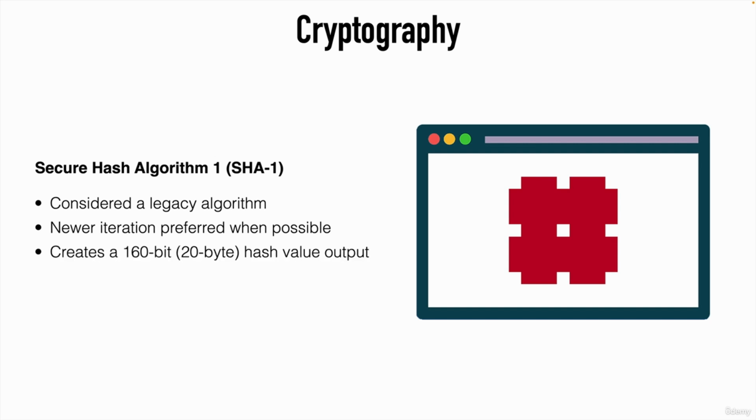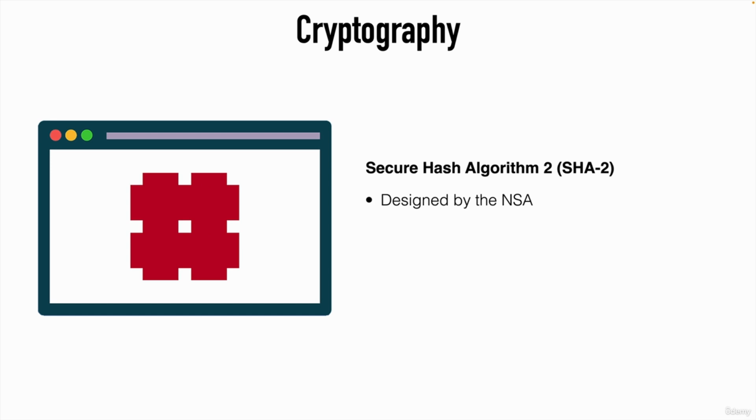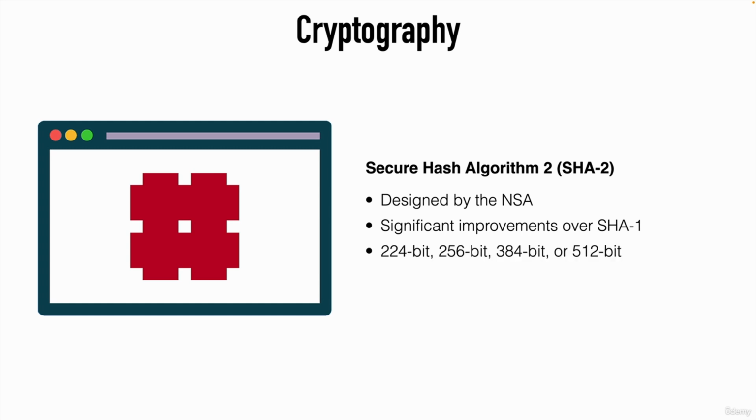SHA-1 creates a 160-bit or 20-byte hash value message digest output. And we have Secure Hash Algorithm 2. This algorithm was designed by the United States National Security Agency, the NSA, and it includes significant changes from its predecessor SHA-1. The SHA-2 family includes functions that can output various hash digest lengths of 224, 256, 384, or 512 bits. It's recommended to use SHA-256 or higher whenever possible. That's going to be the strongest version of these algorithms.